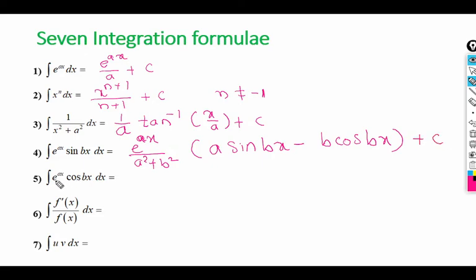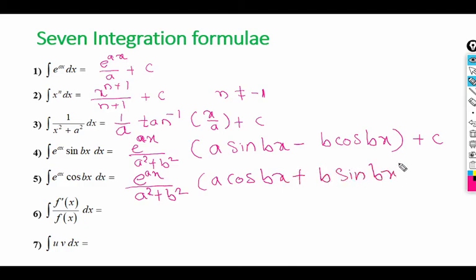The similar formula for the integration of e raised to ax into cos bx is e raised to ax upon a square plus b square, into a cos bx plus b sin bx, plus c. C is the constant of integration. Okay, so that is about the fourth and fifth.